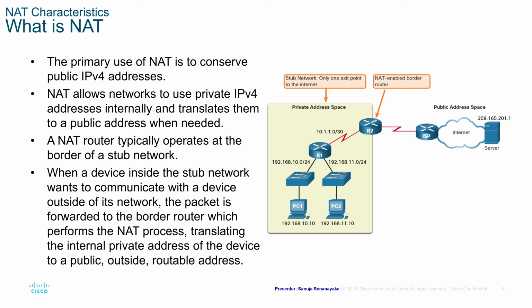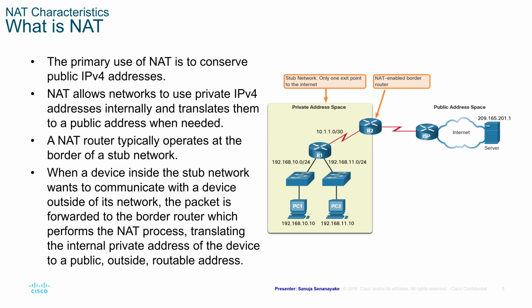So what is NAT? The primary use of NAT is to conserve public IPv4 addresses. In my previous lectures, I have mentioned numerous times how we are running out of IPv4 addresses that can be routed globally. So NAT is a temporary solution that we use to prevent IPv4 address exhaustion. NAT allows networks to use private IPv4 addresses internally and translate them to a public address when needed.